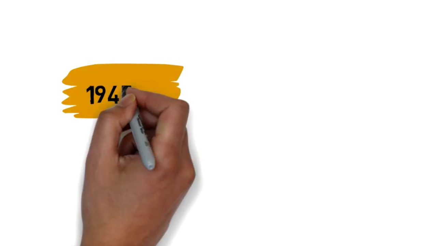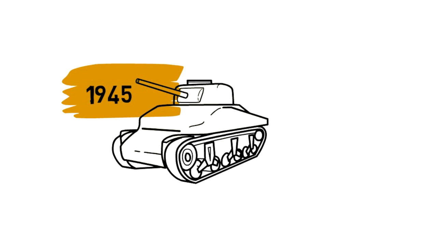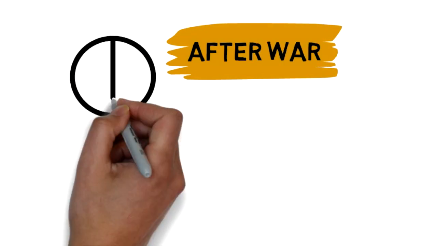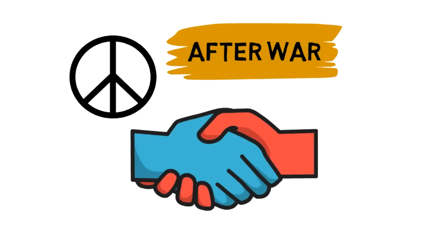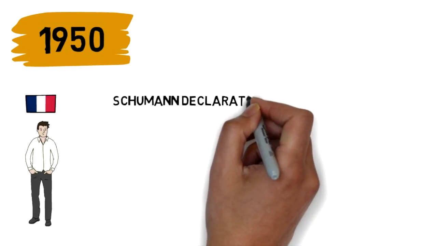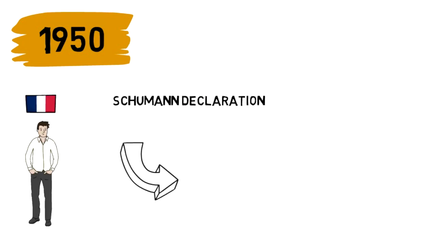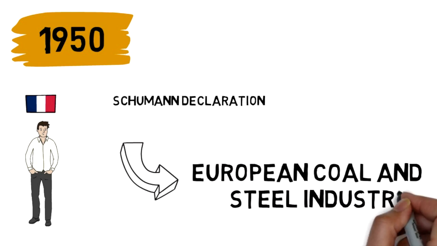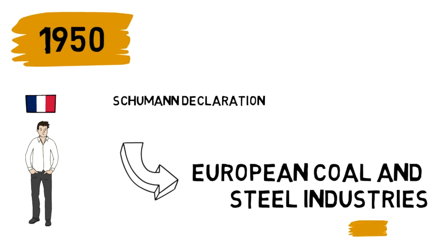In 1945, the war had just ended. It was the second of two horrible world wars with a lot of death and destruction. Now, European leaders wanted to create lasting peace and cooperation between former enemies. Therefore, in 1950, French Foreign Minister Robert Schuman wrote the Schuman Declaration. In this text, he proposed a linkage of European coal and steel industries. This way, no country could start producing weapons without the others knowing.